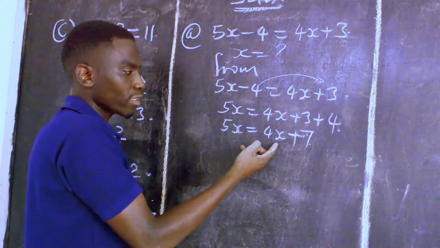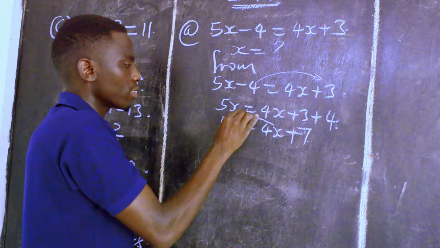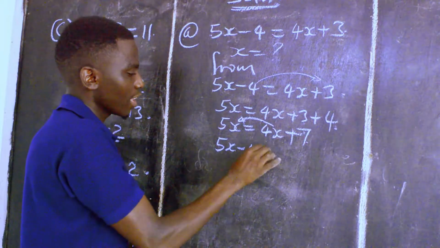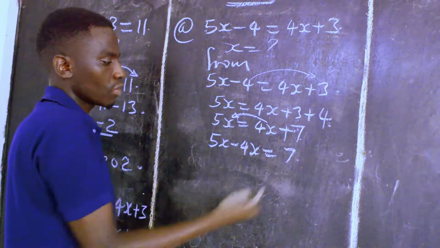So this 4x here is positive. Once it comes to this side, it becomes what? A negative. So you will have 5x minus 4x is equal to, you remain with 7 on this side.